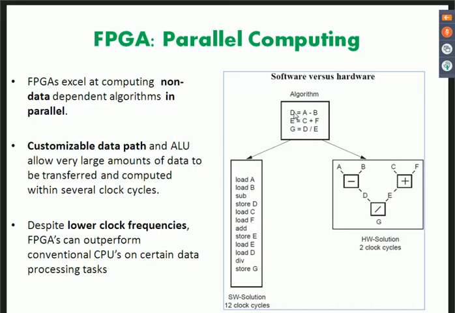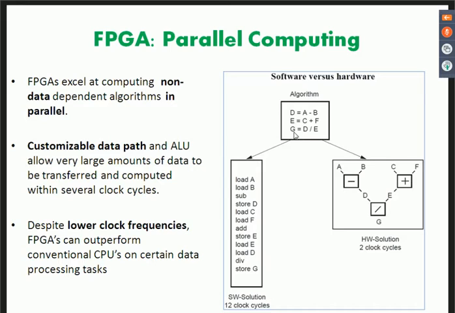That means D is depending on A and B, E is depending on C and F. E is not at all depending on A, B, and D is not at all depending on C and F. That's why we can say these two are independent, so that we can perform both separately. That means parallelly we can compute the D as well as E.